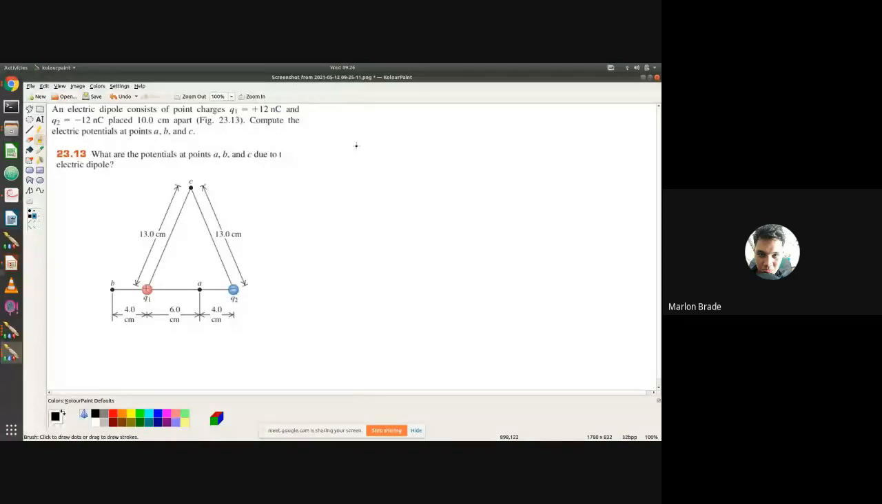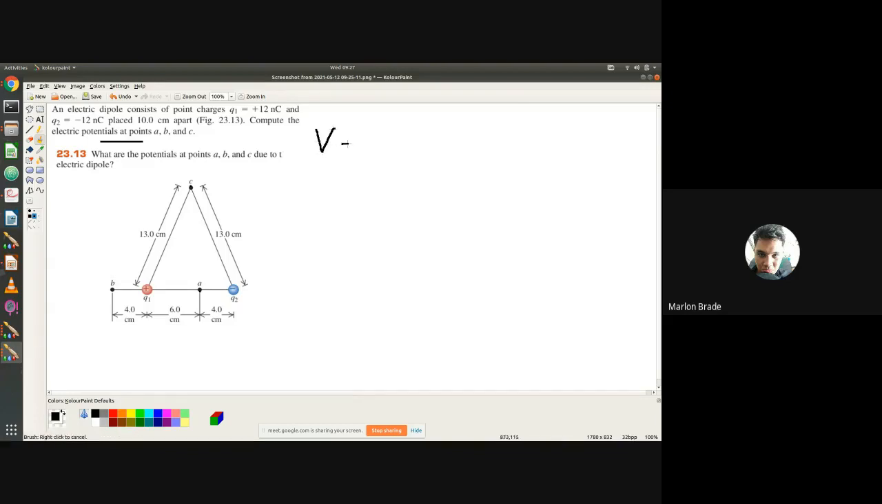So the electric dipole consists of point charges Q1 and Q2, placed 10 centimeters apart. The distance from Q1 to Q2 is 10 centimeters. Compute the electric potential at point A. What is the electric potential at point A, at point C, and at point B?